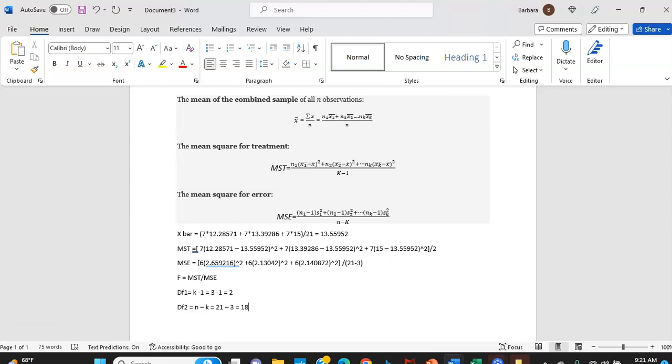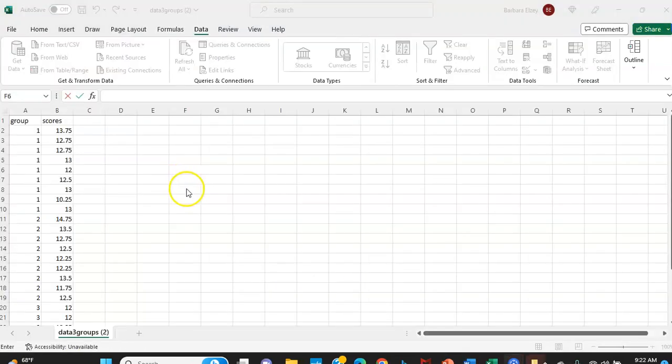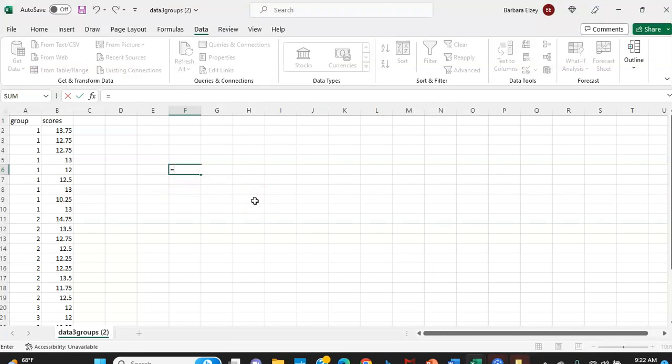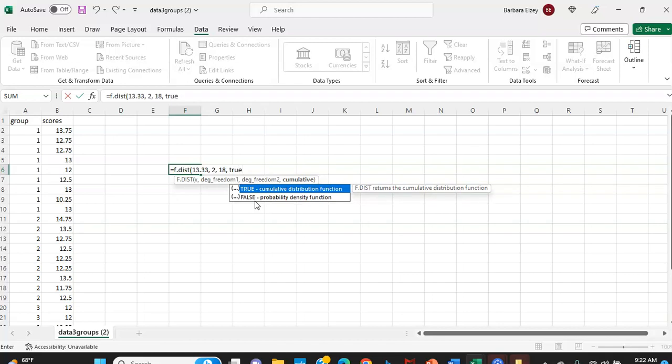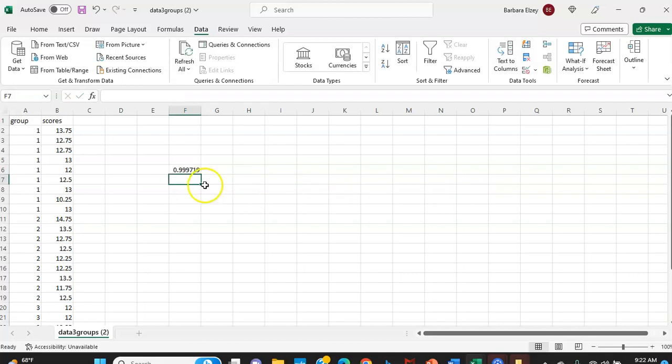And then we're just going to pretend that we got the value for F, because I'm going to leave those calculations up to you, and we'll put those into Excel. So we're going to do equals F.DIST. And let's pretend that we had finished that computation and we had 13.33. Degrees of freedom for the first one was 2, for the second one was 18, and we're going to do TRUE. And it gives us this right here.